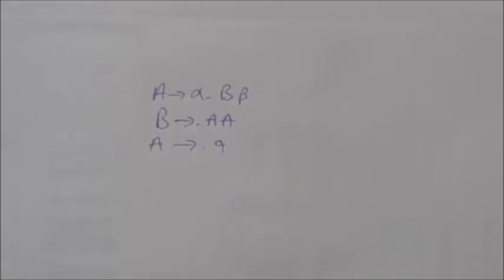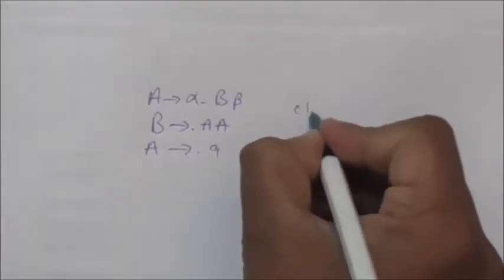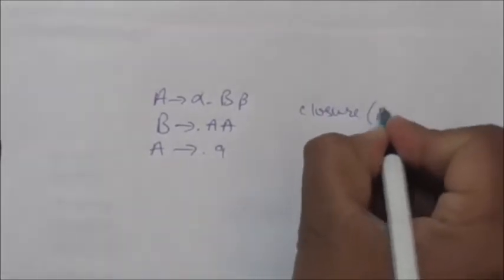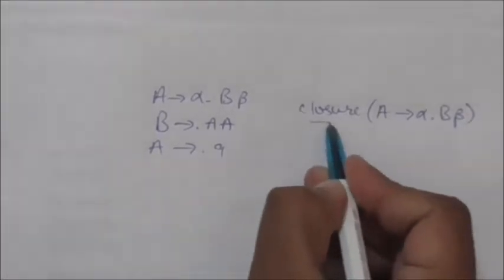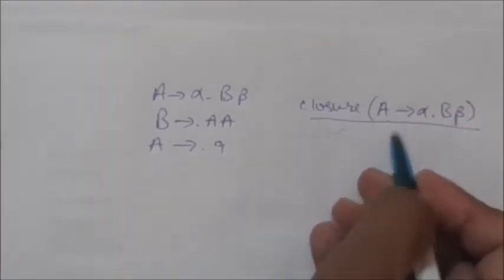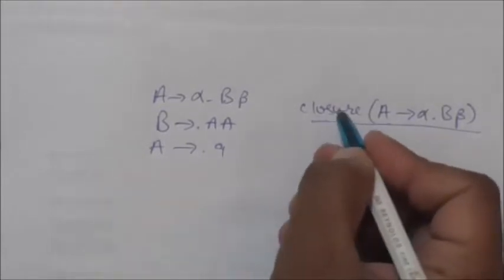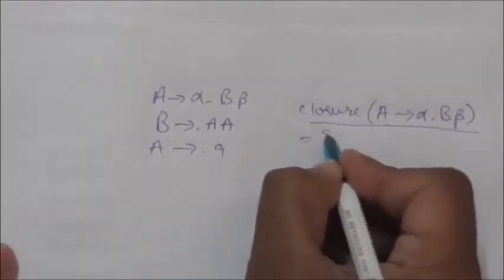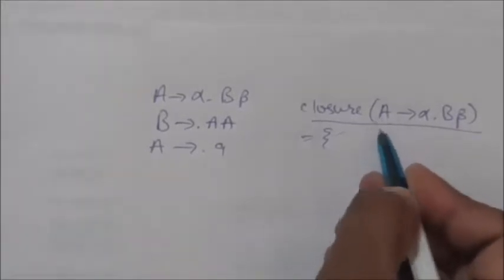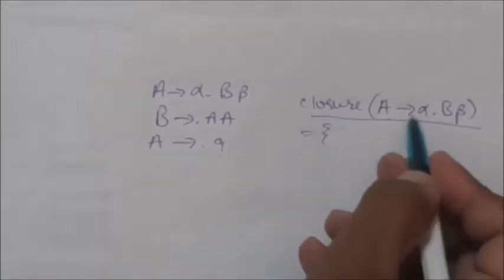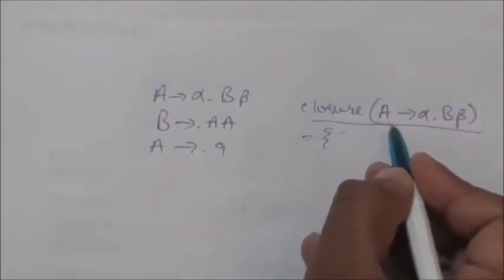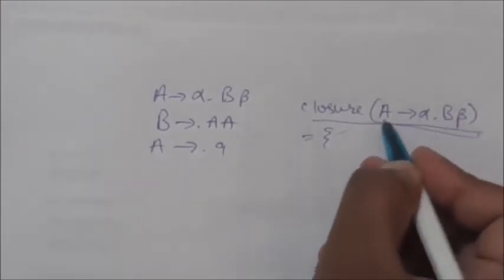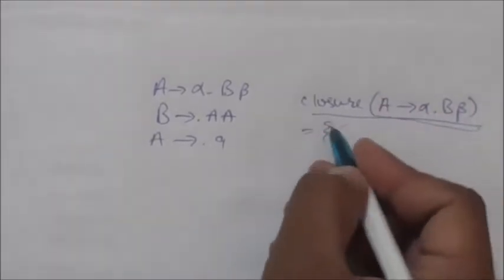So what happens in the closure function? Now we will learn how we can find the closure of an item. Suppose we have to find the closure of some item A derives alpha dot B beta. First of all, you should know that the closure of an item will be a set of items, right? Closure of an LR0 item will be a set of LR0 items, right? And the item itself, whose closure we are going to find, will be in its closure. So when we find the closure of this item A derives alpha dot B beta, this item itself will be in its closure, right?